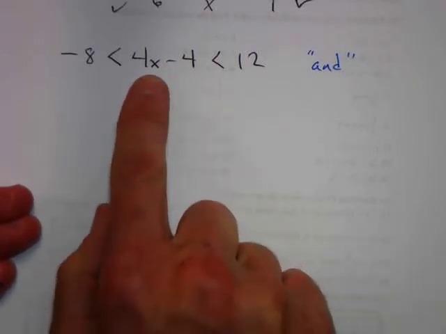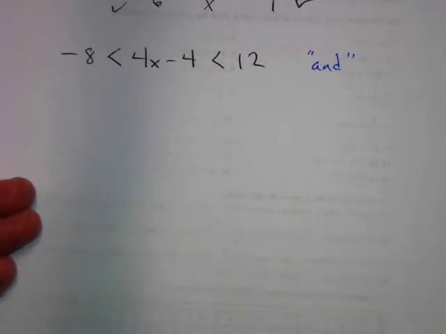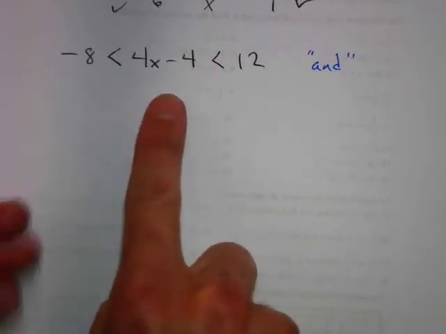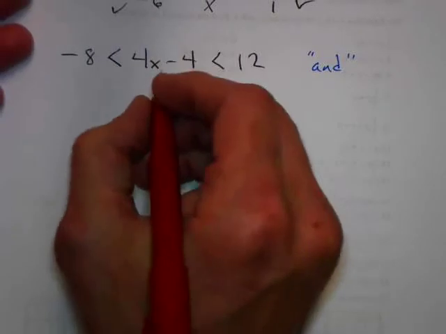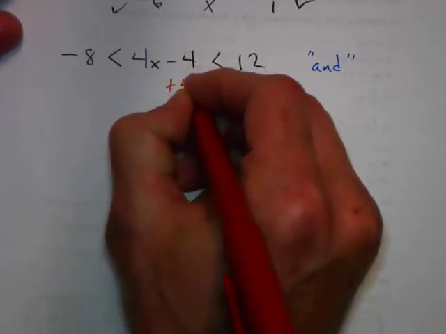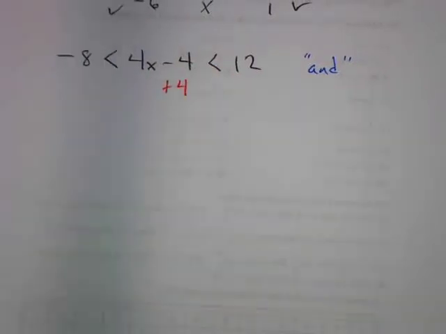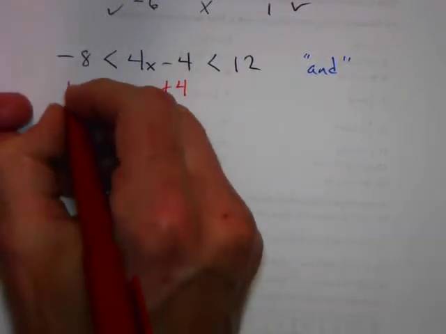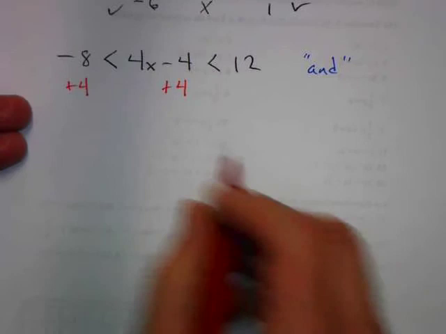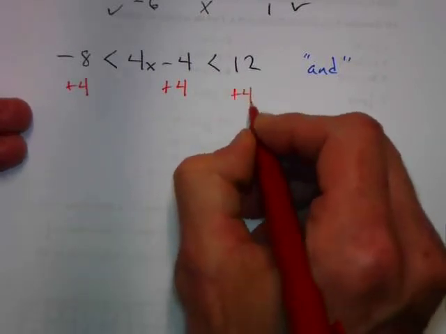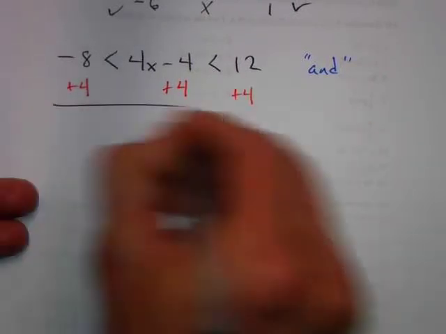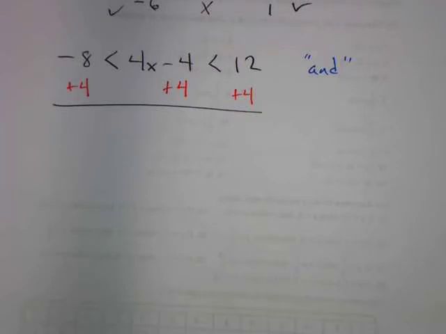So we have 4x minus 4, and we're going to undo everything around that x. The first thing we have to undo is the minus 4, and so we're going to add 4. And add 4 where? We're going to add 4 everywhere: on the left-hand side, in the middle, and on the right-hand side. So when we have our compound inequalities, that's how that works.